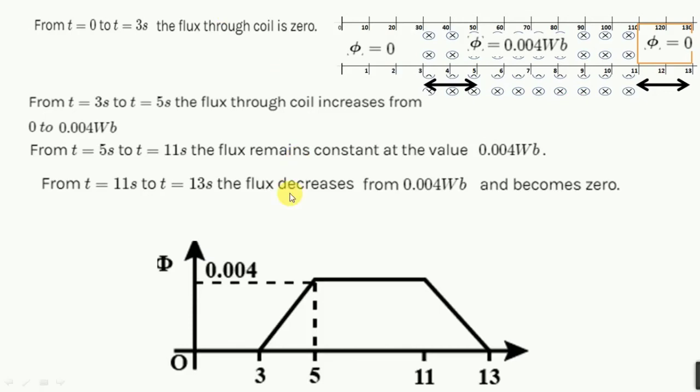So now this is the graph. From 0 to 3 second there is no flux, 0 flux. From 3 second to 5 second the flux will increase to 0.004. After that it will not change till 11 second.